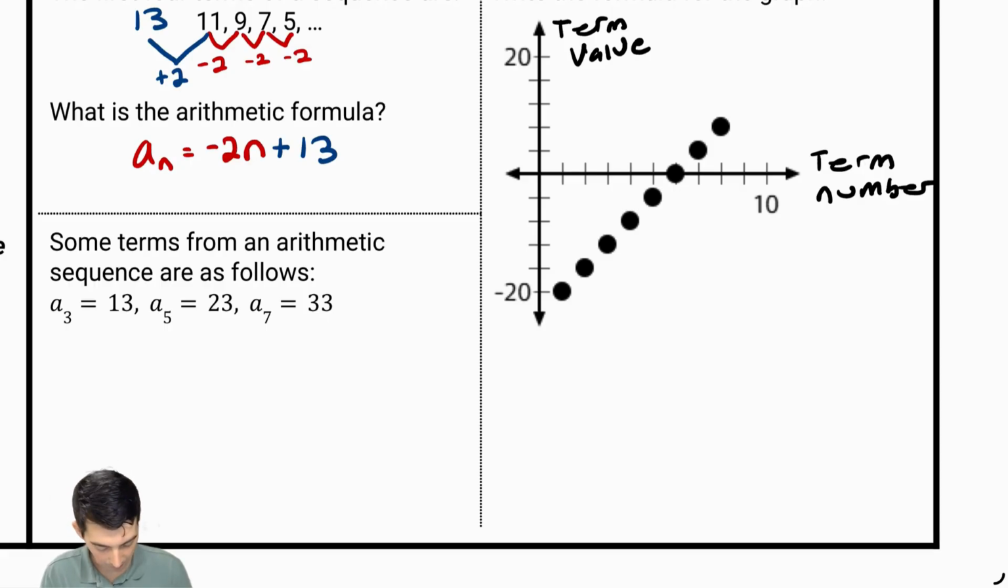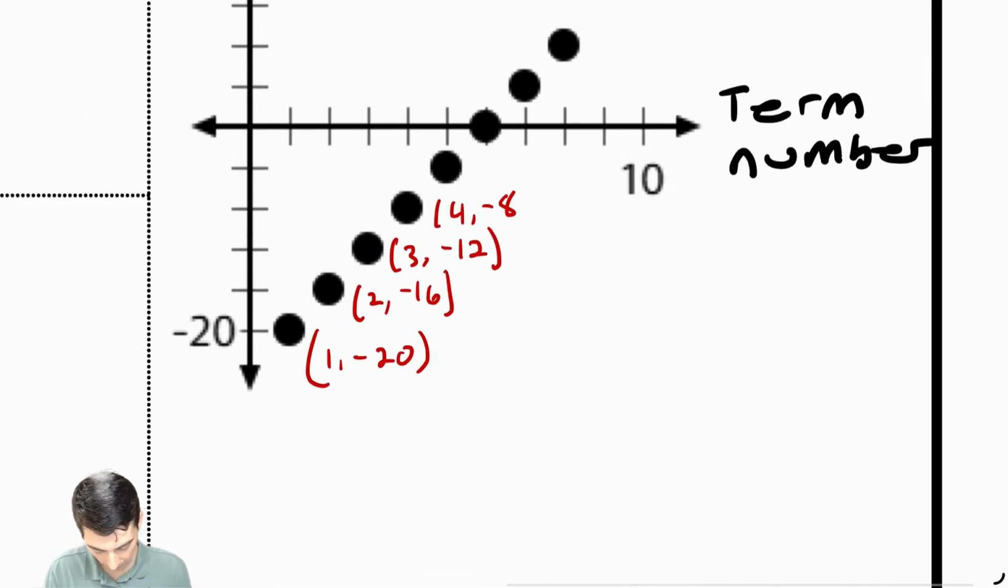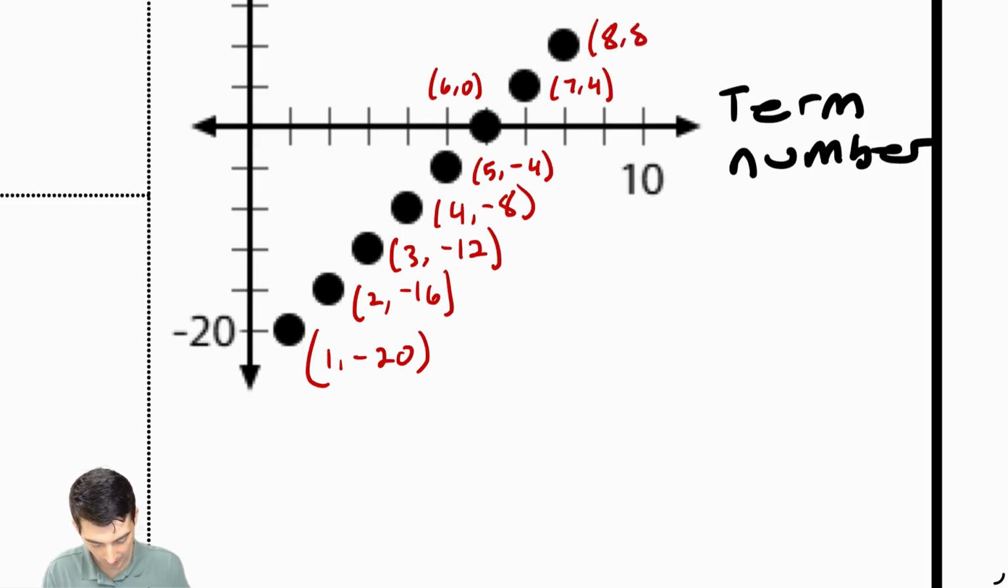I see my x-axis is just counting by ones all the way to 10. But my y-axis is counting by fours. I've got -4, -8, -12, -16, -20. So this first point is going to be (1, -20). Then I've got (2, -16). I've got (3, -12). I've got (4, -8). I've got (5, -4). I've got (6, 0). I've got (7, 4), and (8, 8).